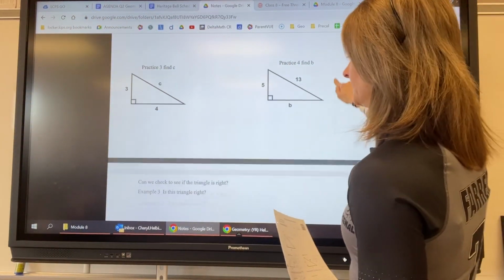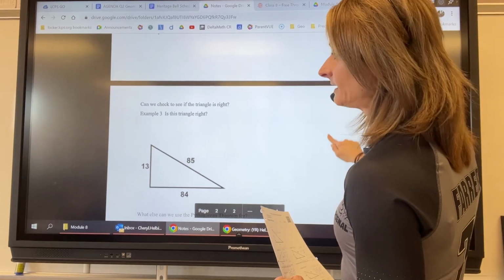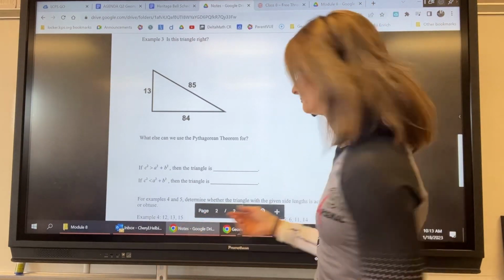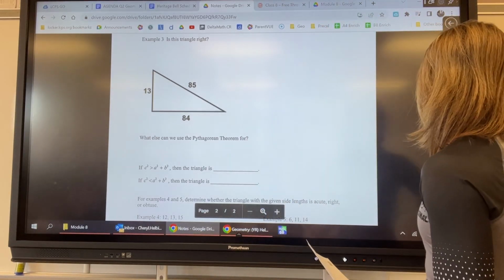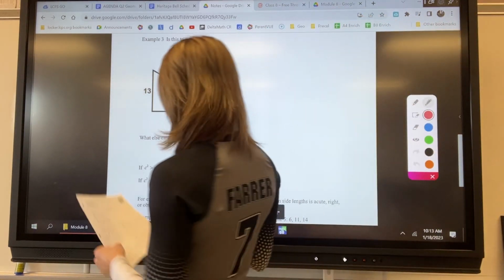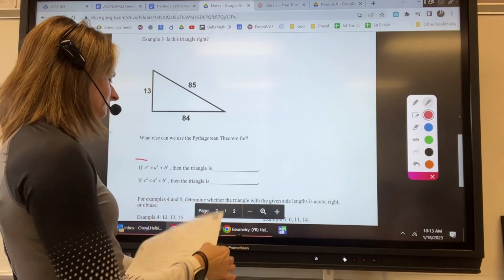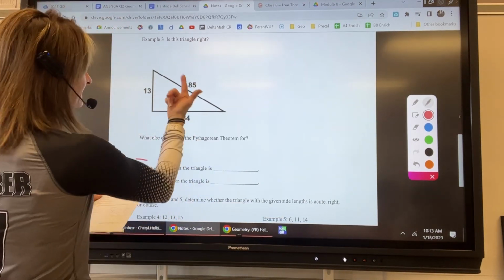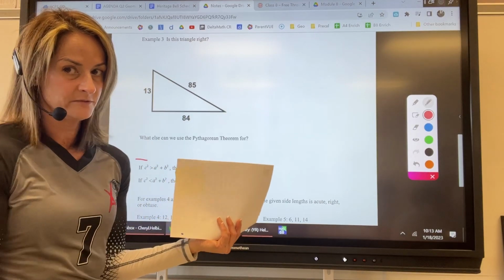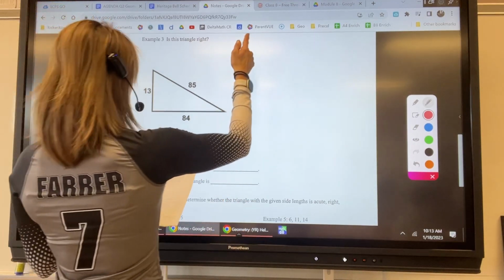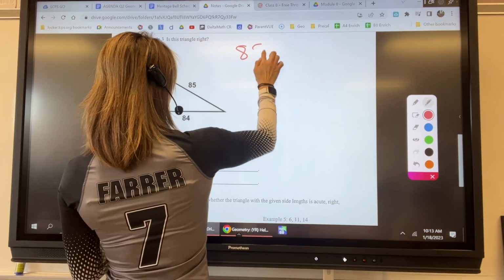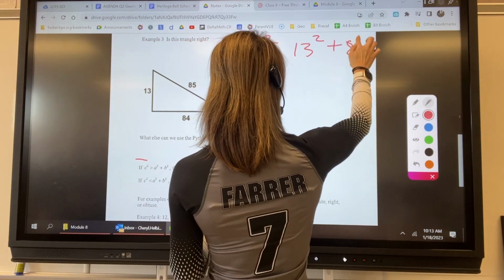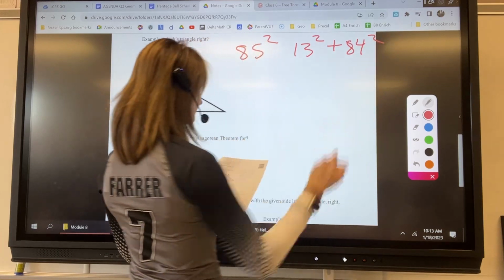All right, moving on. Now, can we check to see if the triangle is a right triangle? Sometimes we're given a triangle and we're asked, is this a right triangle? Well, all we have to do is see if the Pythagorean theorem works with these numbers. So in this case, the longest side is 85, so that has to be our C if it is a right triangle. So I'm going to put 85 squared. Does that equal 13 squared plus 84 squared? I don't know. We're about to find out.